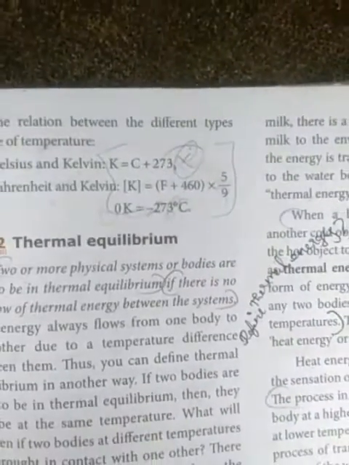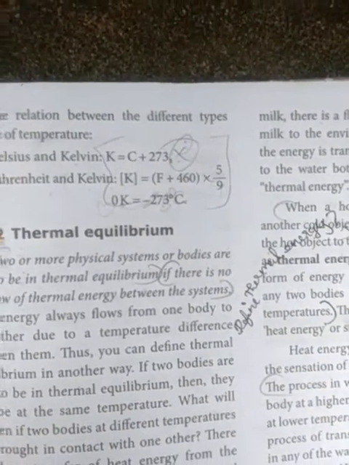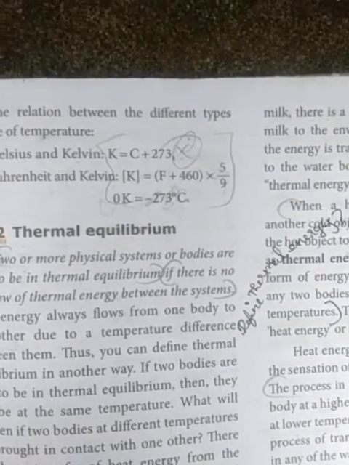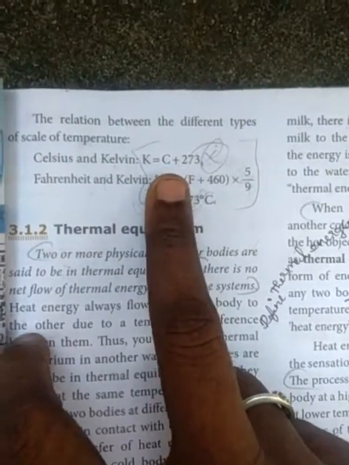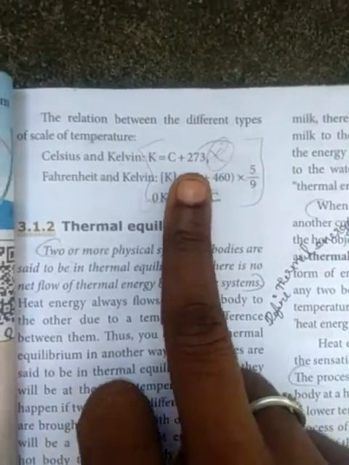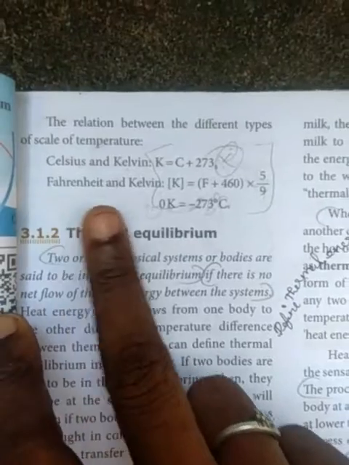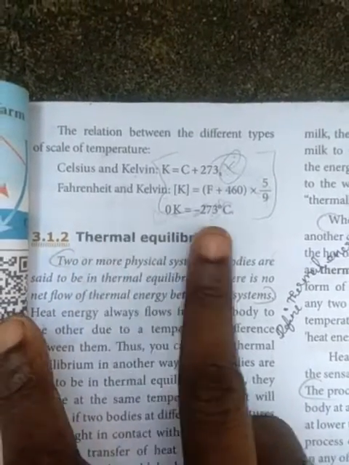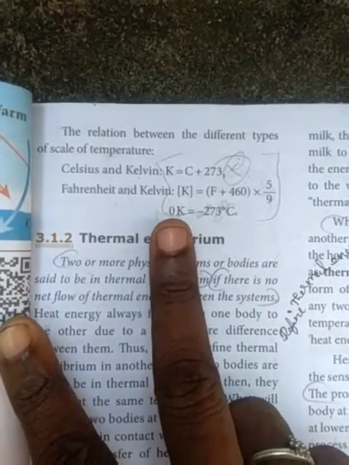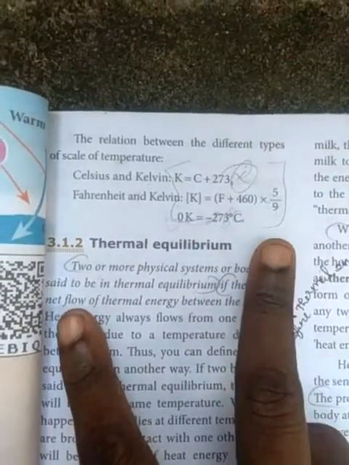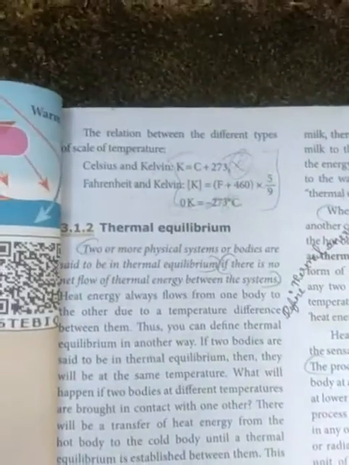So this is the relation between the different types of scale. Celsius and Kelvin: K equals C plus 273. So when we have to change Celsius to Kelvin, we add 273 to the Celsius value and we get the Kelvin value. For Fahrenheit, we add 460 to the Fahrenheit value, multiply by 5 by 9, and we get the Kelvin value.